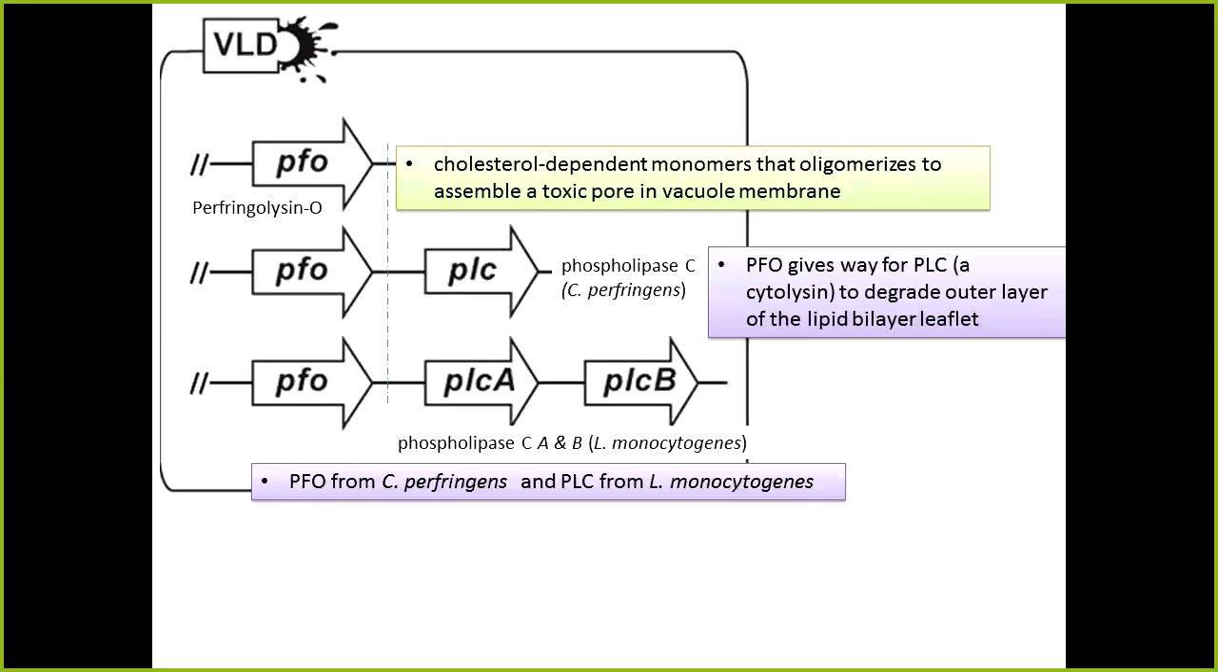Perfringolysin O is a cholesterol-dependent monomer that oligomerizes to assemble a toxic pore in a vacuole membrane. The second module they added was the PFO, which together with PLC degrades the outer layer of the lipid bilayer leaflet by cleaving the phospho groups from the fatty acids.